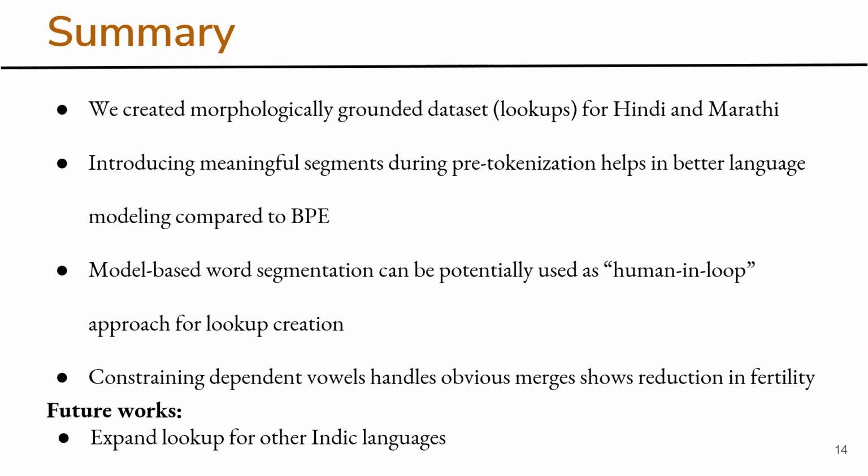In summary, we have created a morphologically grounded dataset or lookups for Hindi and Marathi. We have introduced meaningful segments during the pre-tokenization stage and have shown that it helps in better language modeling compared to the BPE algorithm. The model-based word segmentation can potentially be used as a human-in-the-loop approach for faster lookup creation. We have shown that constraining dependent vowels handles obvious merges and has also led to a reduction in fertility score. Our future work includes the expansion of lookups for other Indian languages.